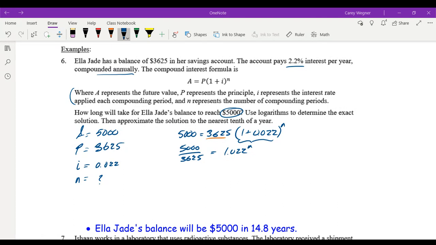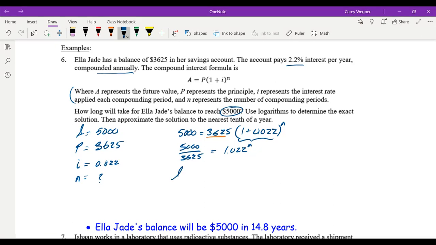But I've got to a point where I have a number equal to a power, so I can rewrite this in logarithmic form. So again, I'm going to rewrite it as log. My base for my power is 1.022. My logarithm is an exponent, so this is equal to n, and this is operating on, well, let me first stick in 5,000 divided by 3625, and that will equal n.